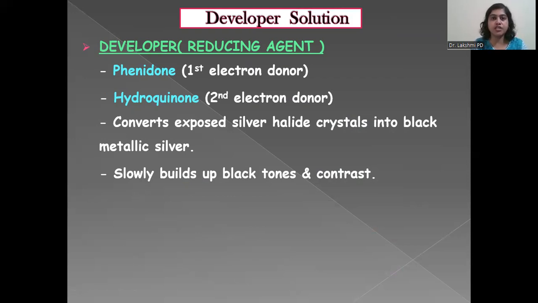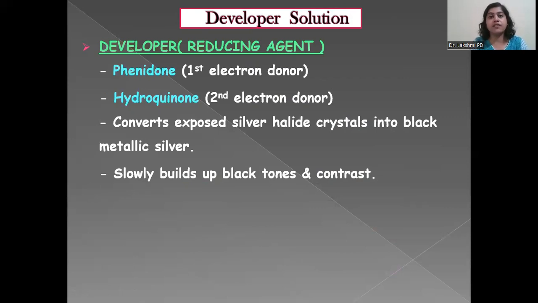A reducing agent is an agent which donates electrons. So here the developing agents are phenidone and hydroquinone, and this phenidone and hydroquinone basically give electrons to convert the silver ions in exposed silver halide crystals into black metallic silver grains. So phenidone is the first electron donor, which will give off an electron to the silver ion to get converted into metallic silver grains.